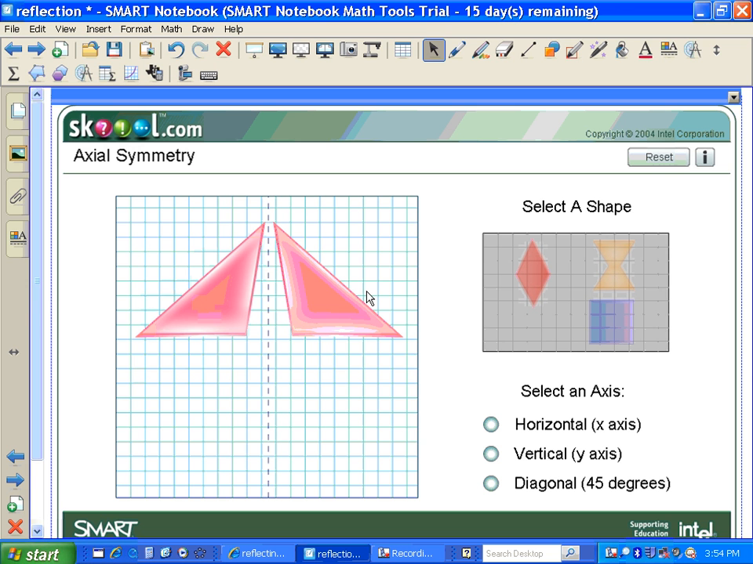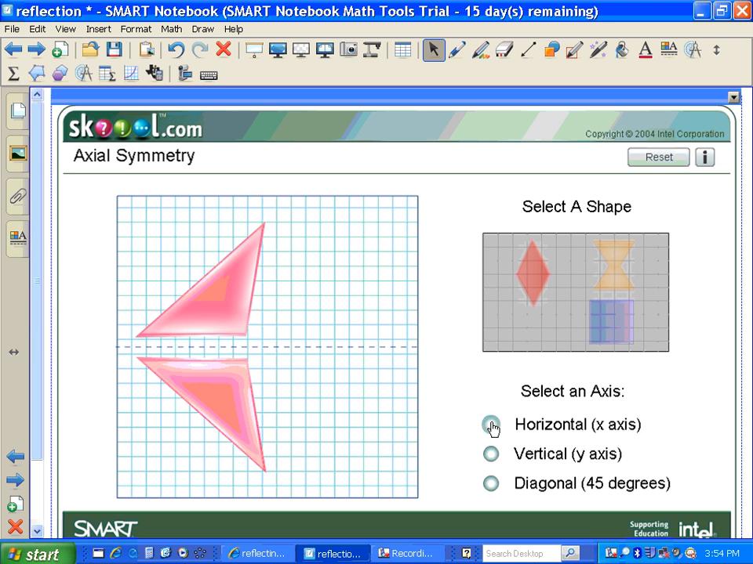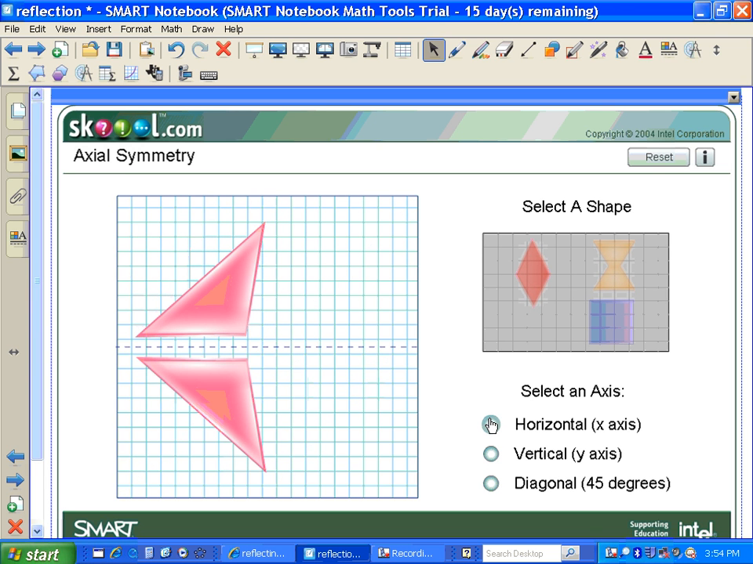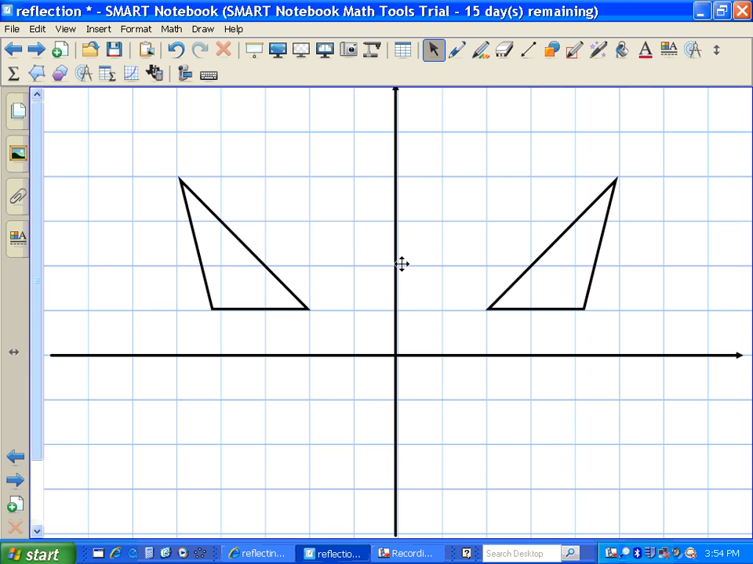See how, if I could fold that paper right on the dotted line, the two images would line up. Whether I do it this way or fold the paper downward, I'd end up with the same thing, the same shape sitting on top of each other. And just for fun, we'll do the diagonal line. That was not really that great, but the idea is that we're flipping things over an axis, over a line.